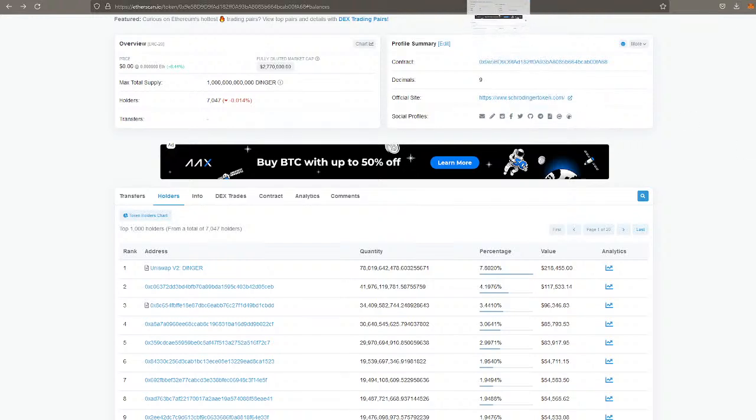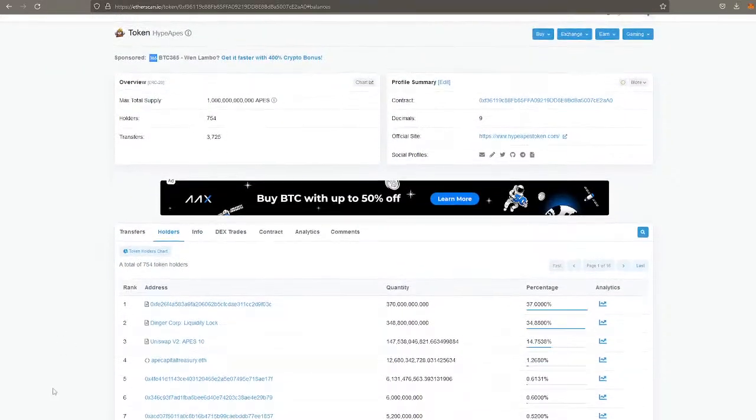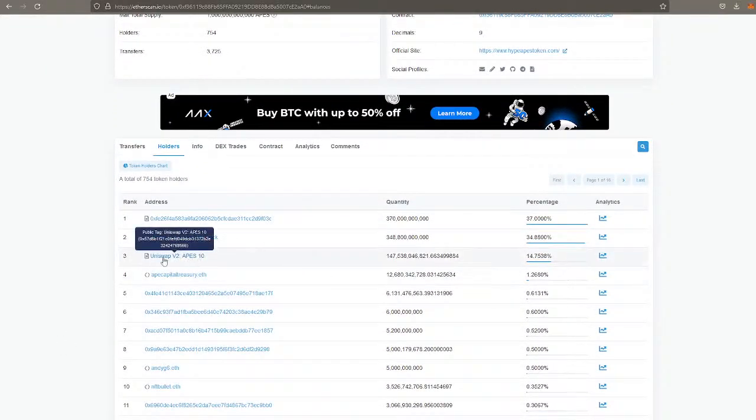We were talking about a token launched on the Dinger launchpad, right? The other day, Hype Apes. They're a token that launched on the launchpad. So what they did is they locked a Uniswap pool here, right? I can't remember exactly how many tokens they locked on it, but they held back a percentage of supply. It looks like 34 plus 37. I think this is their staking platform, so I do think that these tokens could circulate, but they're currently staked right now.